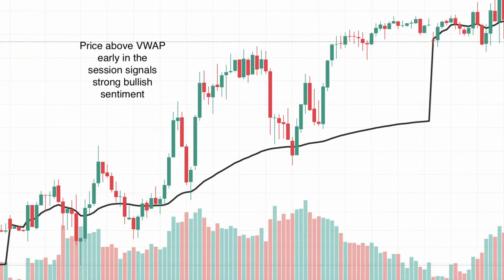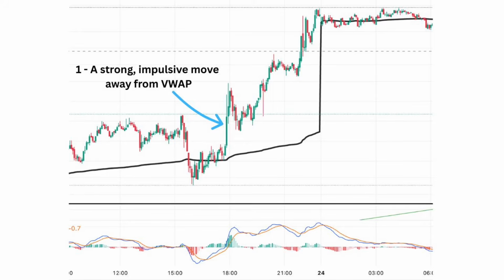One of the most reliable ways to use the VWAP is as a trend confirmation and alignment tool. When price breaks above the VWAP early in the session and stays above it, that signals institutional interest on the buy side and confirms bullish sentiment. VWAP then becomes your anchor, your dynamic benchmark for trend health. So here's what to look for.